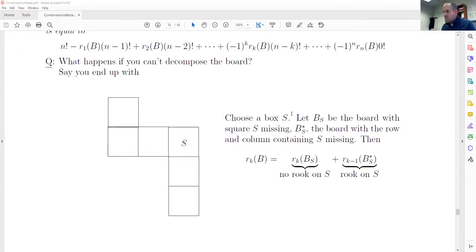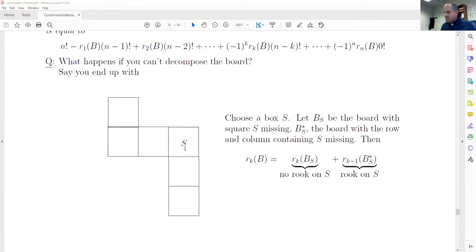On the other hand, with B sub S star, I'm eliminating the row and the column that S belongs to. What that basically means is I'm thinking of placing a rook on that square. If I place a rook on that square and eliminate the row and the column, then I get a remaining board in which I still have to place k minus 1 more rooks, because I placed 1 rook here and I have to place k minus 1 elsewhere.